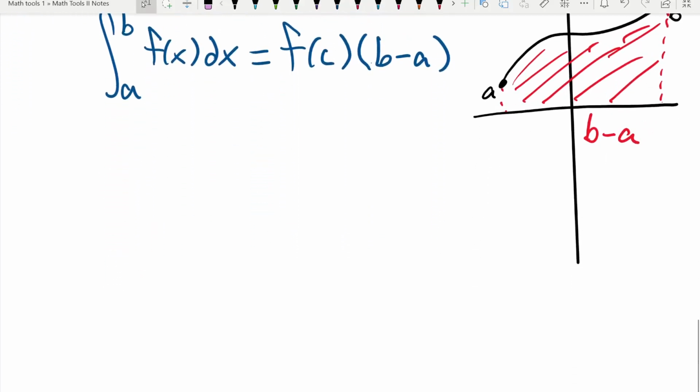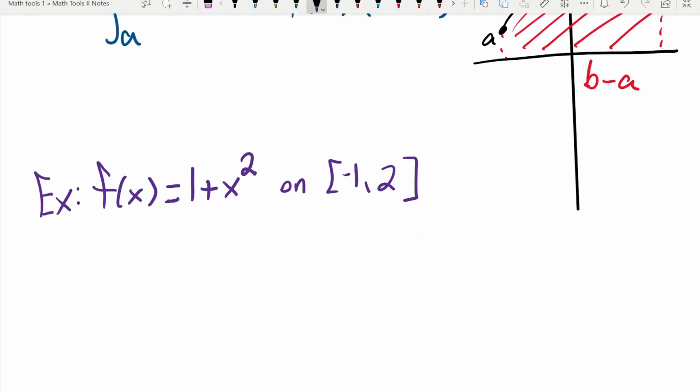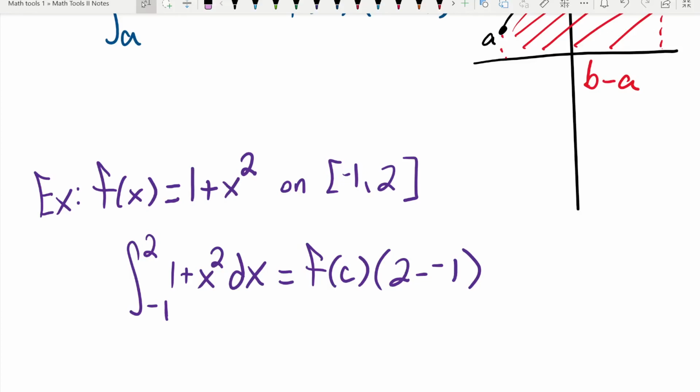So we can look at an example that uses this real quick. Let's say that we want to look at the function f of x equals 1 plus x squared on the interval from -1 to 2. The mean value theorem for integrals tells us that there's some output of f between -1 and 2 that we could multiply by the length of that interval to get the value of the integral. Specifically, the integral from -1 to 2 of 1 plus x squared dx is equal to some number f of c times 2 minus -1, so 3.